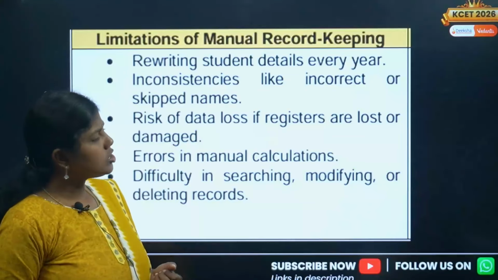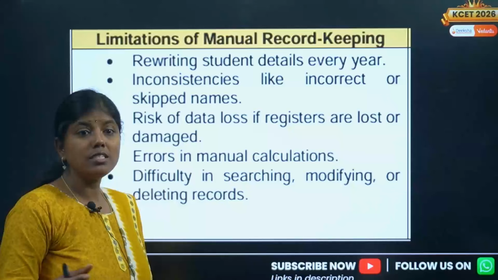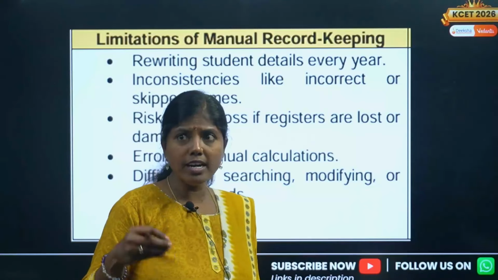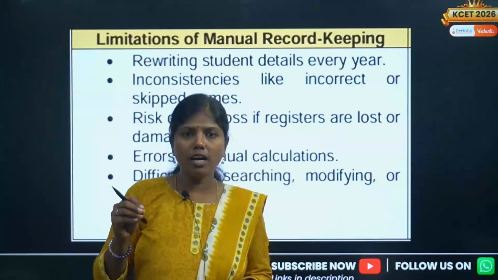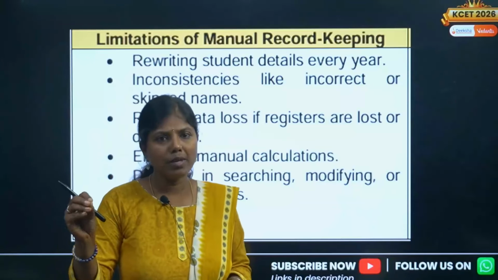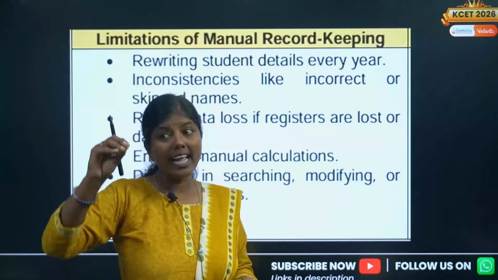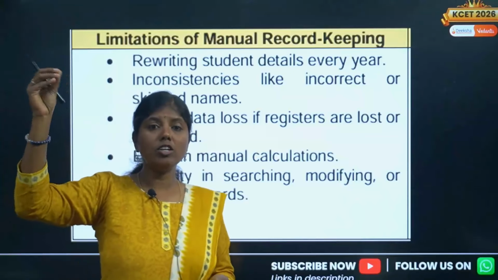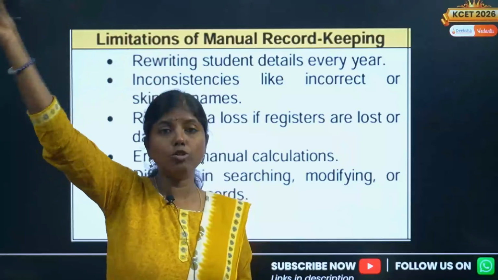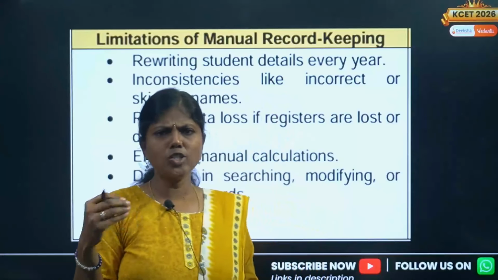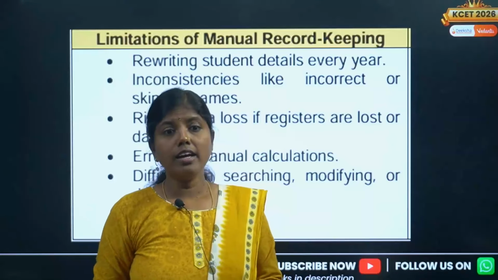So here are the limitations of manual record keeping. It's very simple, but you have to rewrite the student details every year. Let's consider a student, some X, let's say Radha Krishna. This student has been studying from grade 1 to grade 10. Every year the details of the student have to be repeated in manual record keeping.